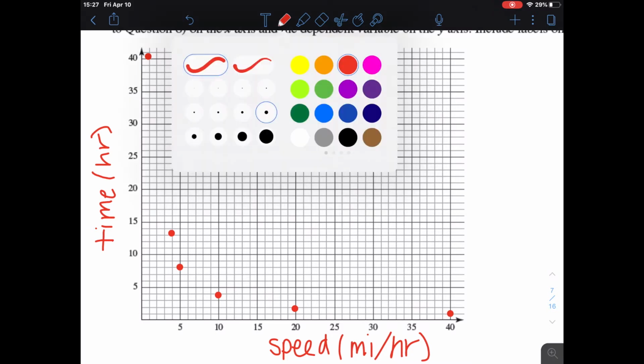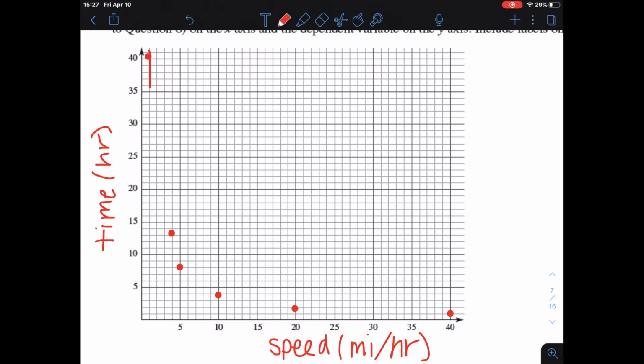So this is our graph. If we do our best to connect the dots, we have this inverse relationship. So you can see as speed is increasing, the time is decreasing to go that distance.